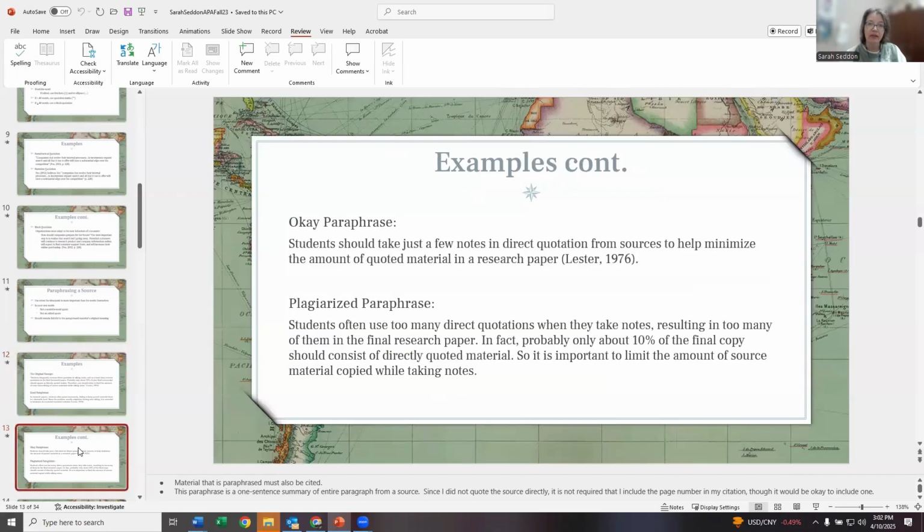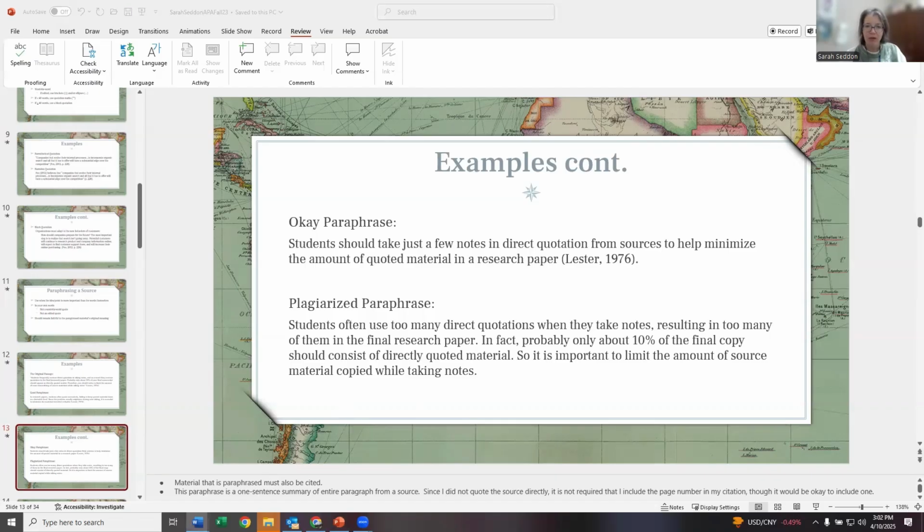Okay, on this next slide, we have a couple more examples. The first one is just an okay paraphrase. The writer has done the bare minimum. They have summarized the original material, but they haven't really done anything with it. So it's technically correct, it's just not very good. And then finally, we have a bad example.